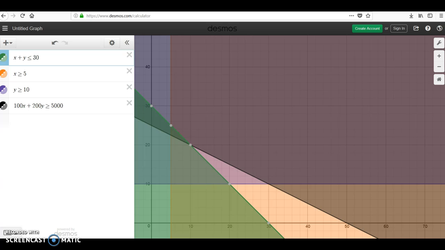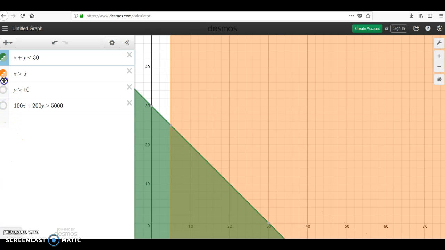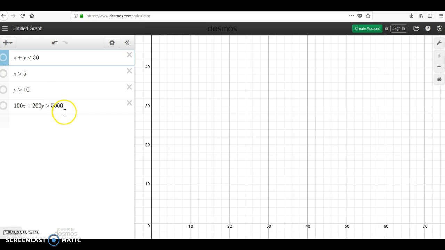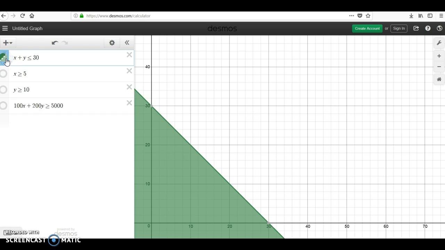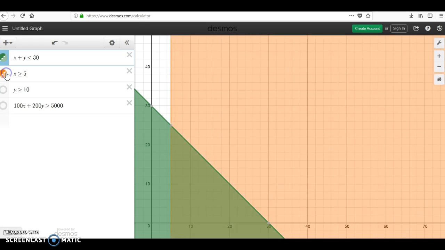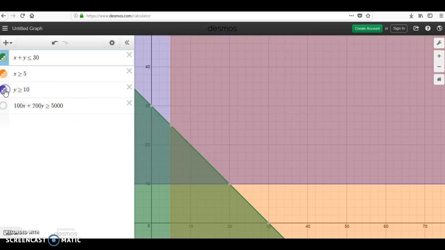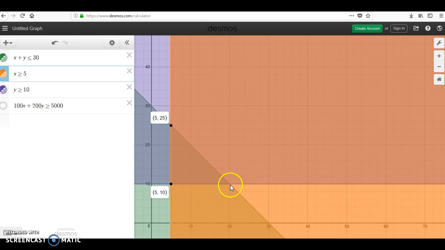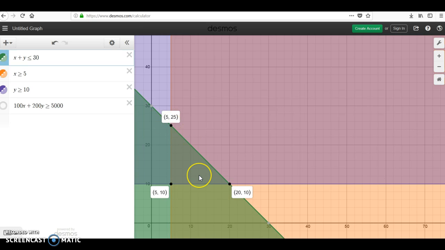To help better see our area, it might be useful to stop the shading so you can work one to the next. So if we start with X plus Y is less than or equal to 30, here's our shading for this one. When I build the X is greater than or equal to 5 on top, then I have this triangular region here. So just looking at this triangular region, what happens when we add in the next one? When I add in the next one, notice that our shading becomes this triangular region here.